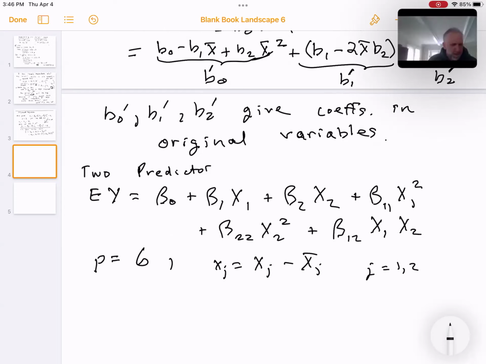Nothing new. If you're trying to build one of these models, you just multiply your columns like this and square them, and you can go. Center them, if needed, maybe not needed, but probably needed. Probably would help.